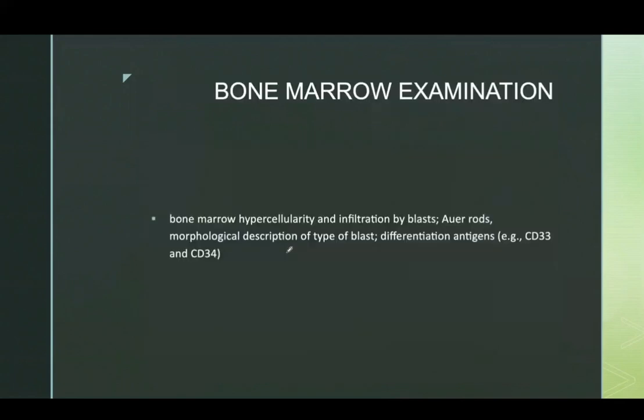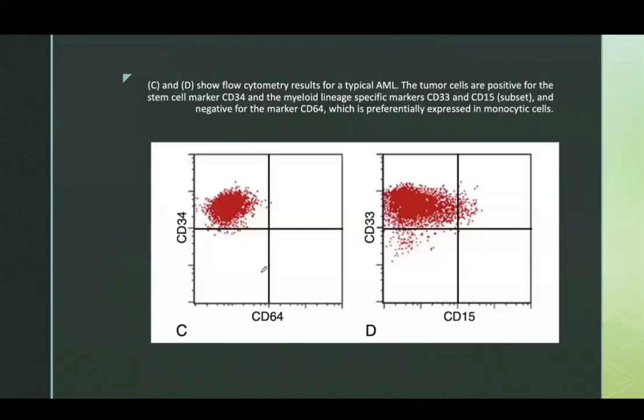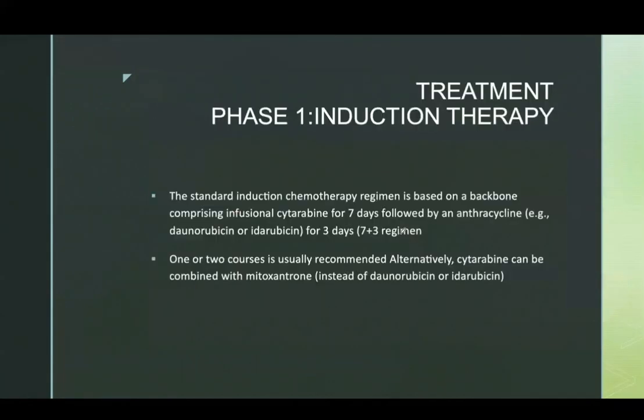Then in the bone marrow examination, what will you find? You will find blast cells, you will find Auer rods. And you can find differentiation antigens like CD33 and CD34. The names and numbers are extremely important. CD33 and CD34, very important. Again, flow cytometry: CD33 and CD34 in case of AML.